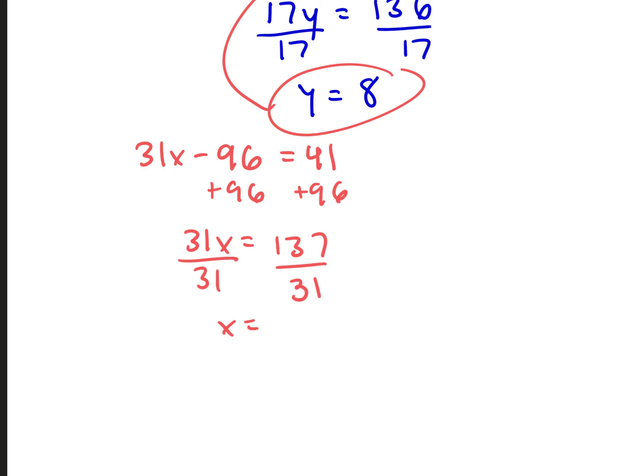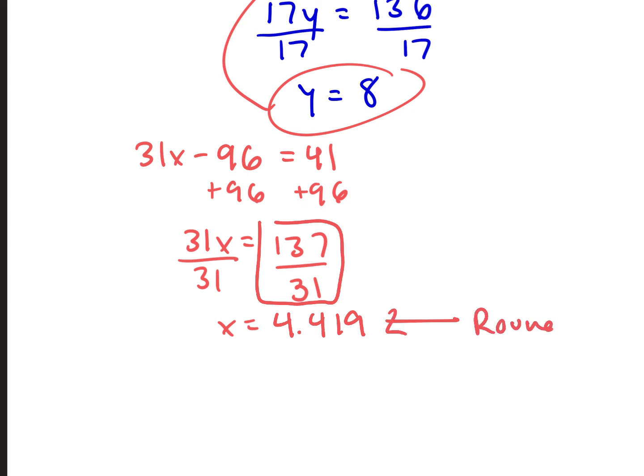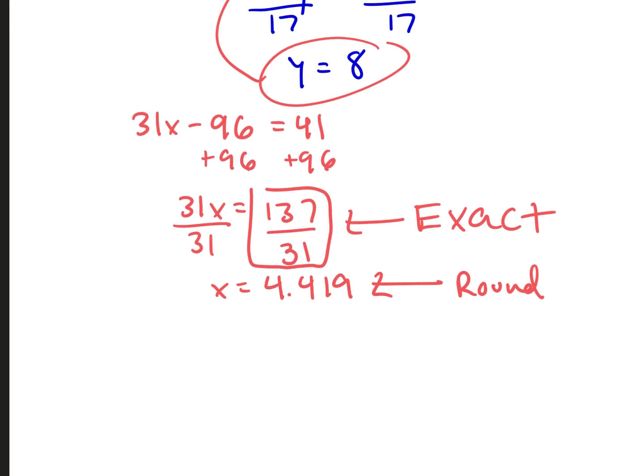What's the decimal that it gave us? 4.419. It'll be specific on what type of answer it wants. So if it says exact, this is exact. If you have to round the decimal, this is rounded. So this is exact. So if this said, leave your answer as an exact answer, it would be 137 over 31, comma 8.